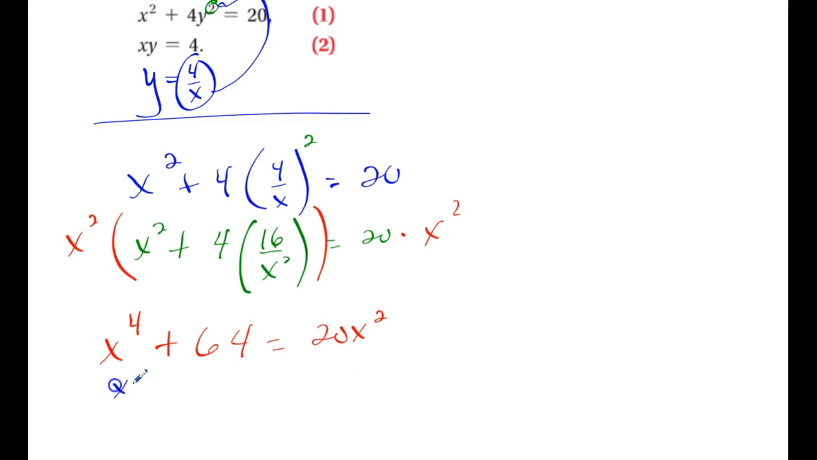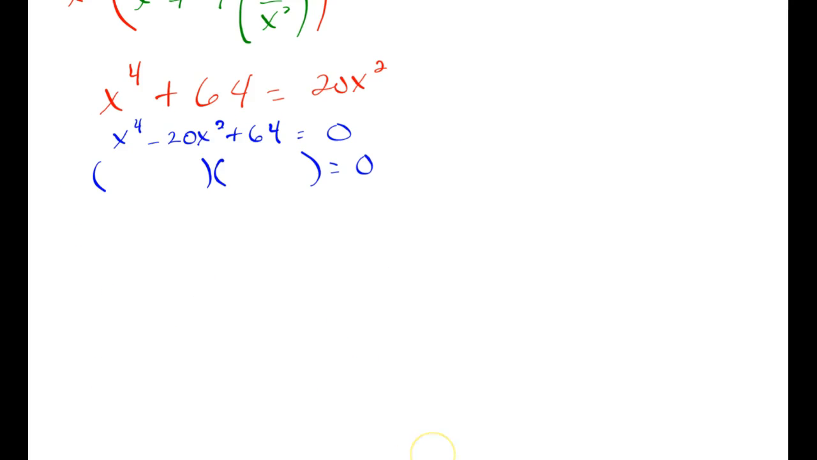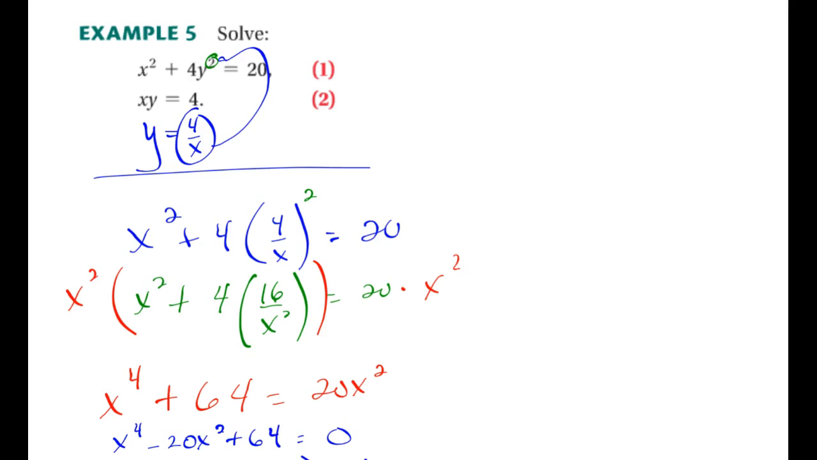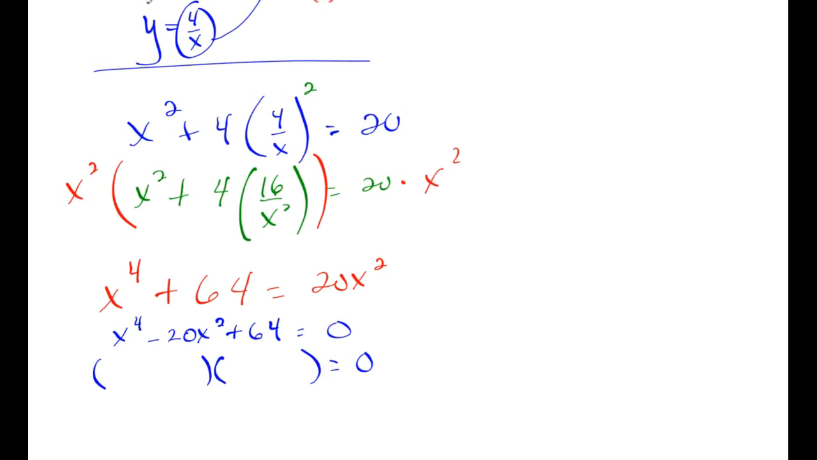So if I say x to the 4th minus 20x squared plus 64 equals 0, I'll try to factor this. And again, if it doesn't factor, then try the quadratic formula. So factors of 64 that add up to 20. I think 16 and 4. Signs are alike. They're both negative. x squared, x, oh my gosh, there's going to be a lot of solutions here.